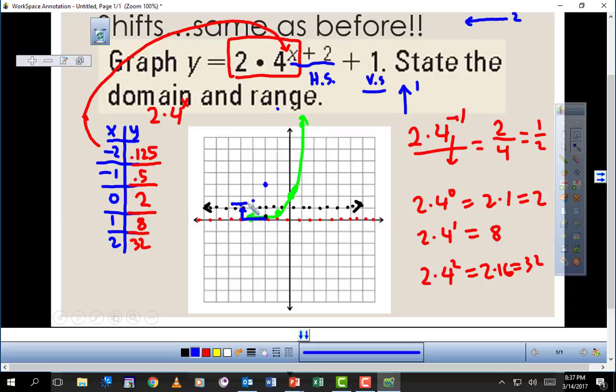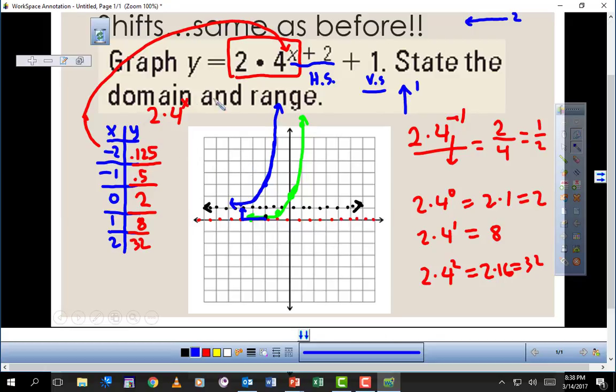So there you have it. We have our shifted function. And hopefully you can draw it a little bit more smooth than I did. But there you have it. So these are very similar to our square roots and our cube roots. You have horizontal shifts and vertical shifts.